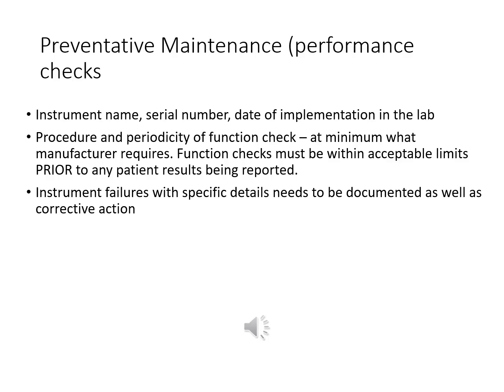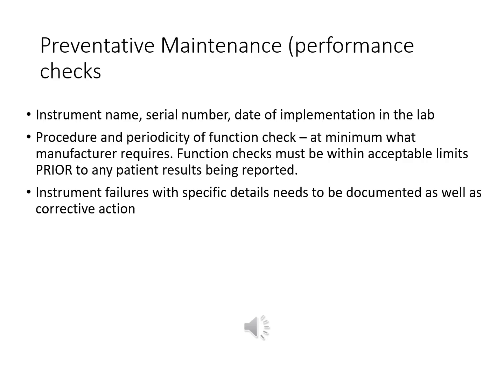Preventative maintenance, or PM. The PM check needs to include the instrument name, serial number, and date of implementation in the lab. And again, the procedure and how often you need to do the function checks, at a minimum, is going to be what the manufacturer requires. Function checks must be within the acceptable limits prior to any patient results being reported. So just like in hematology, chemistry, things like that, you need to make sure that your quality control is working. And if it's not, then no patient should be reported out during that time frame until it is.